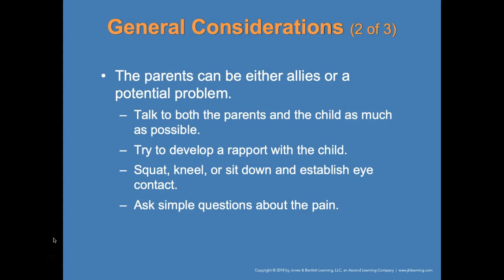So like we said about the parents being allies or a potential problem, involve the parents as much as you can. If it's possible when transporting, have the parent ride along with the child. Separating the parent and the child is a good way to cause anxiety in that child. So we want to try and keep at least a parent with them. Let them sit in their lap if possible. Try and make it as comfortable for the family as possible.